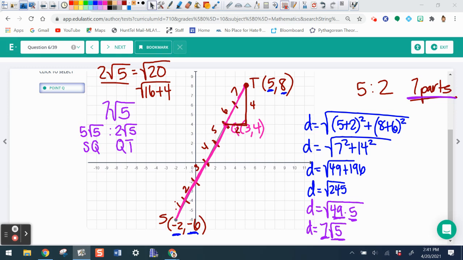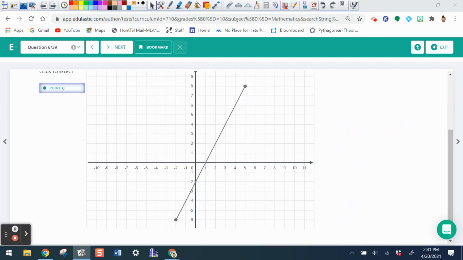So the last thing we need to do for this problem is actually plot point Q. So I'm going to select point Q, and then I'm going to drop it in at point 3, 4. Now let's move on to the next question.